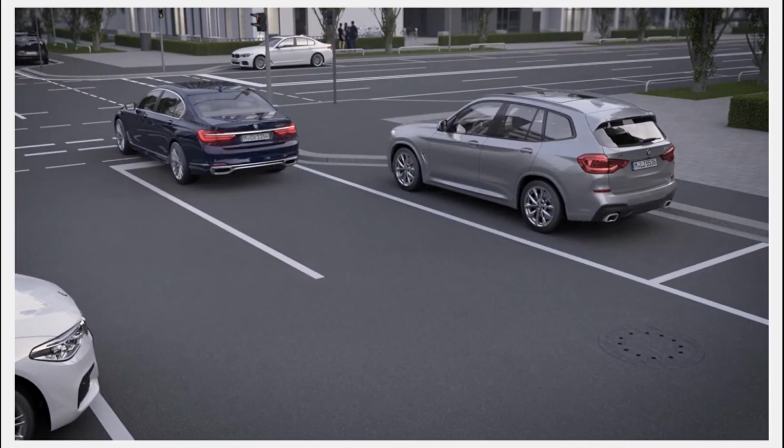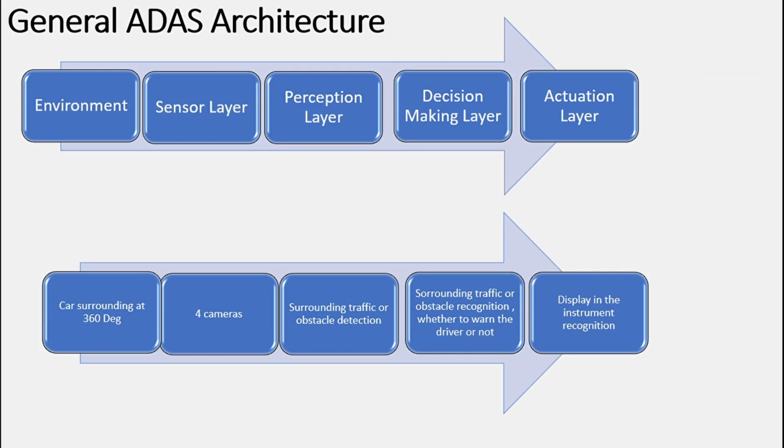Okay, all of you got what exactly this camera is and what exactly it is capable of doing? Hope so. Hello everybody. Let's briefly touch upon the general ADAS architecture of surrounding view camera system. Now let me take a pen so that you can have one-to-one correlation. Now the environment is simple. The car surrounding, the environment surrounding the car at 360 degrees.